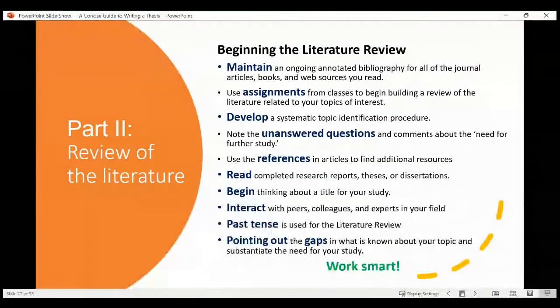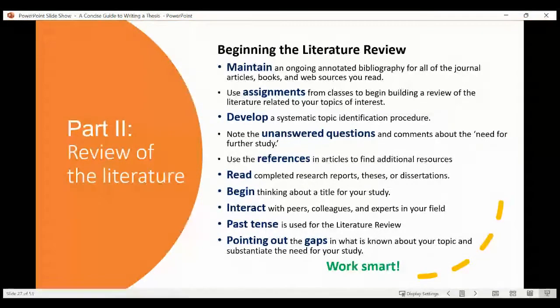Now let's move on to how to begin writing the literature review. These are some advices or suggestions. Maintain an ongoing annotated bibliography. Inshallah, maybe next semester we'll have a workshop about how to write an annotated bibliography, because this is very important. It's like organizing and reading a couple of articles, then putting them in a very nice way and trying to identify the gaps. Another smart way: use assignments from classes to begin building a review of the literature.